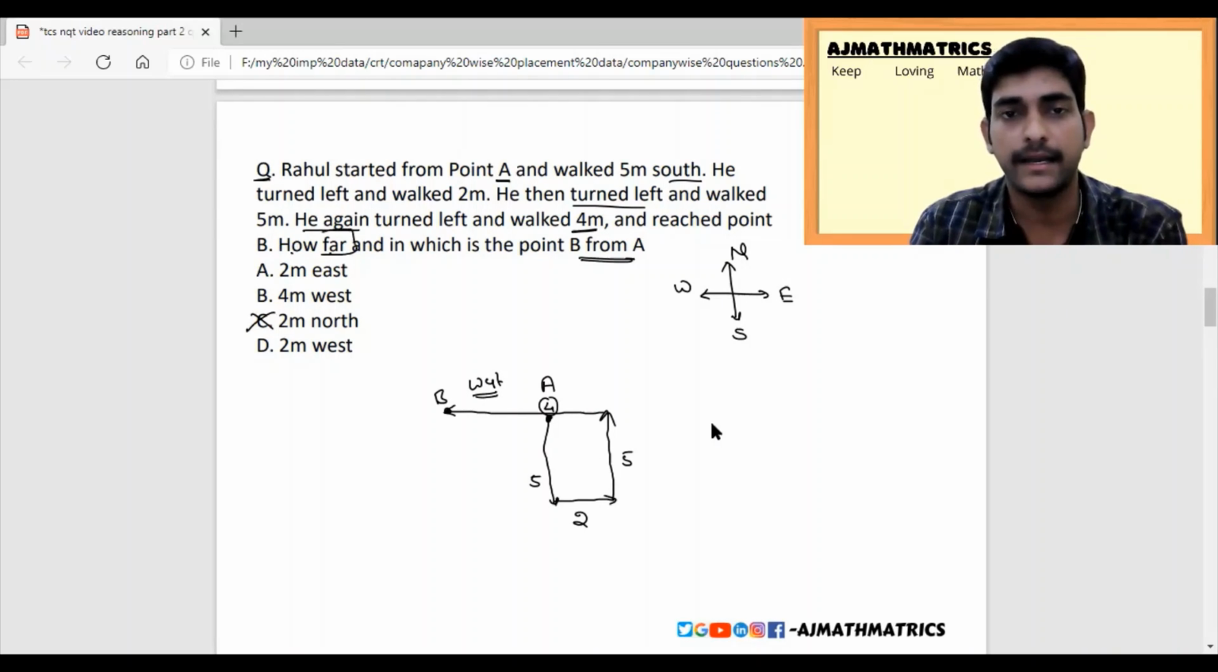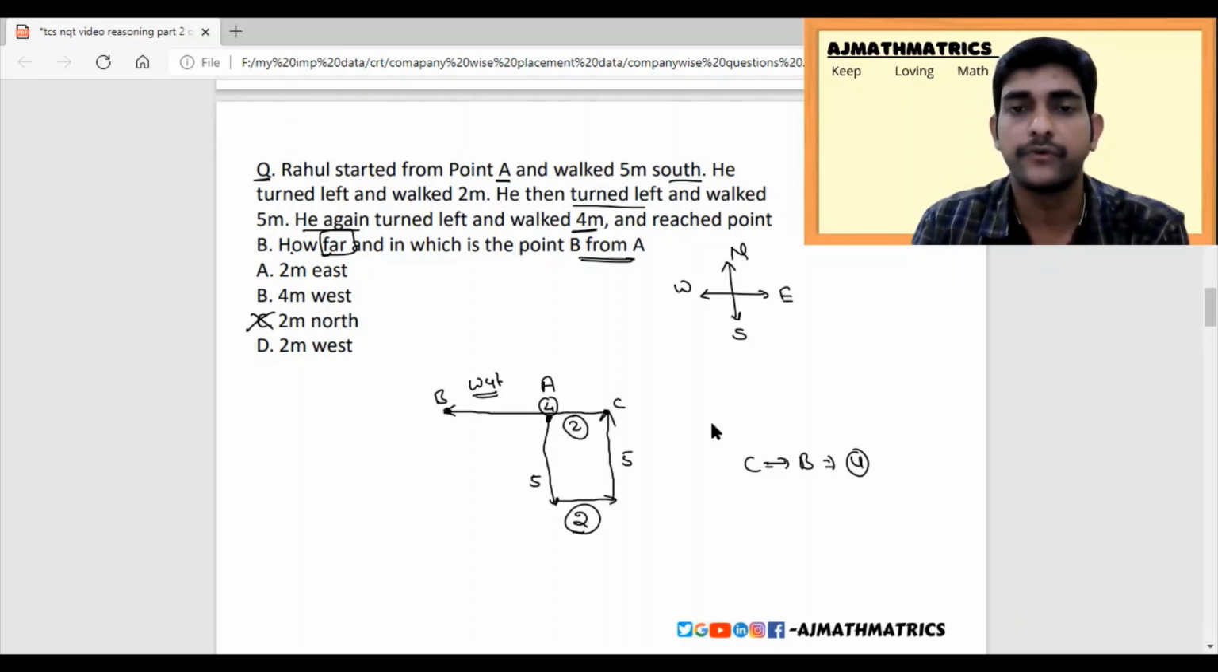And how far it is, which means the distance between A and B we are going to find out. For example, if I'm taking C as a point here, from C to B, the distance is 4 meters. But here from A to B, this is 2 meters, so obviously 4 minus 2, this will be 2 meters. So 2 meters to the west. So option for the question is D.